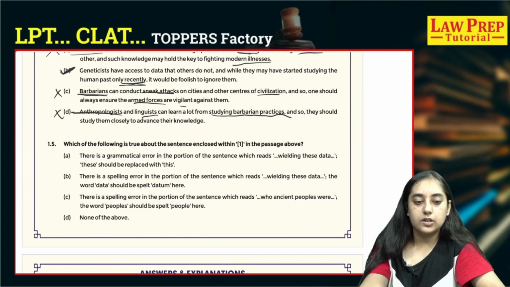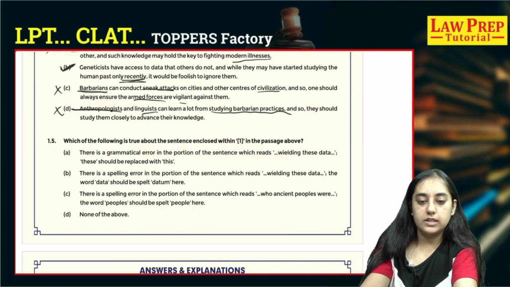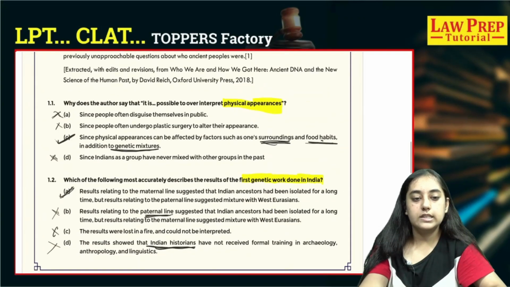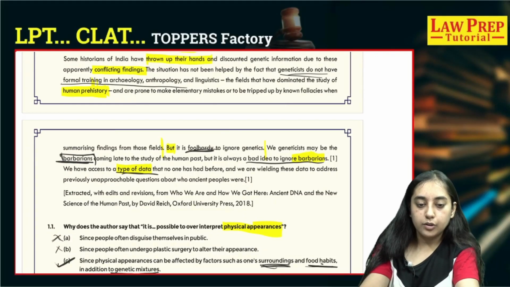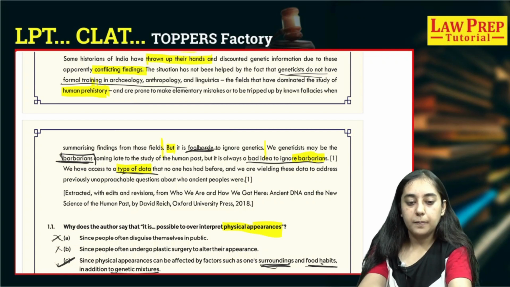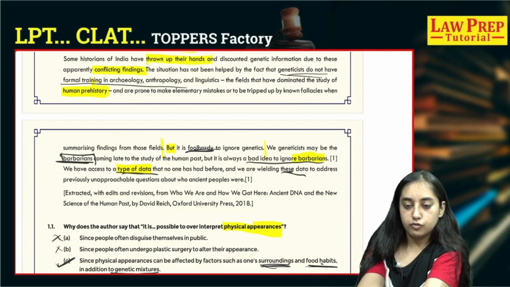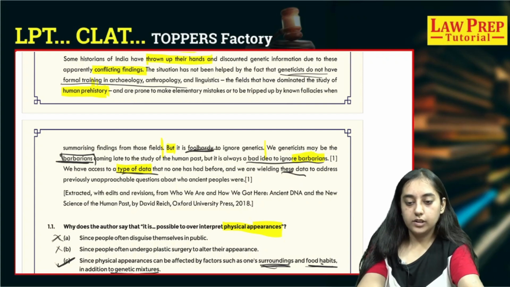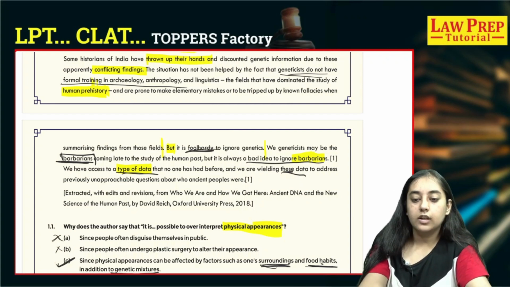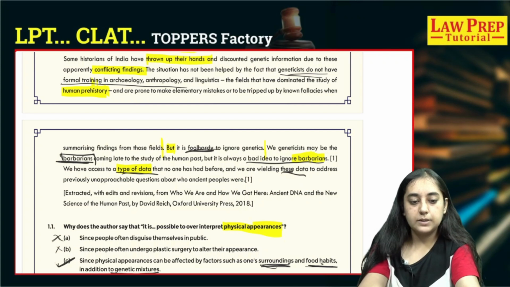Let's move on to the last question of our passage. Question says, which of the following is true about the sentence enclosed within one? So let's just read the sentence which is enclosed within one from here. We have access to a type of data that no one has had before, and we are wielding these data. Now you might think that these is used for data. So I'm sure you must have data is plural, and that is why these has been used, and the usage of these with data is correct. Then data to address previously unapproachable questions about who ancient peoples were.